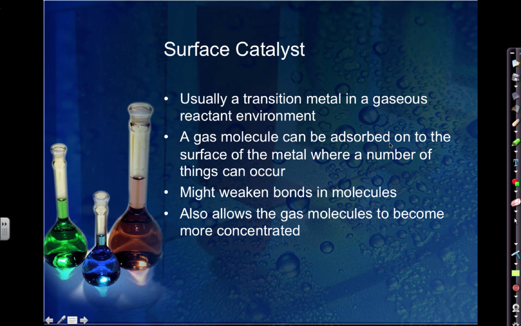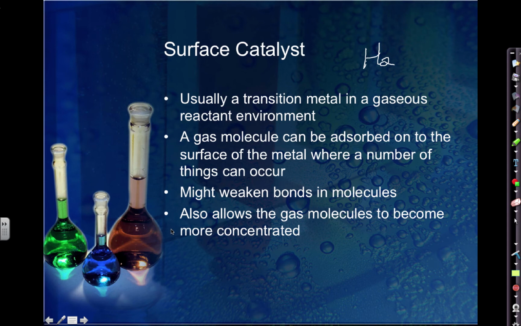Now, a surface catalyst is usually a transition metal, and basically you will take a gaseous reactant, so it has to be in a gas state, and the gas molecule is absorbed or adheres to the surface of the metal. Now, this works in a couple different ways. It depends on what the reaction is. If the gas molecule is absorbed, maybe it weakens the bonds in the molecules. So if you have, like, an H2 molecule and it adheres to the surface, it actually starts to weaken the bonds between the H atoms here.